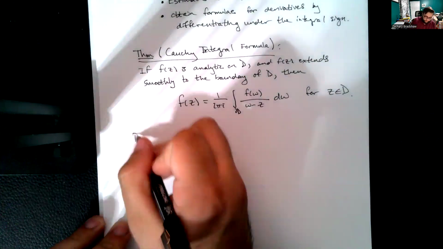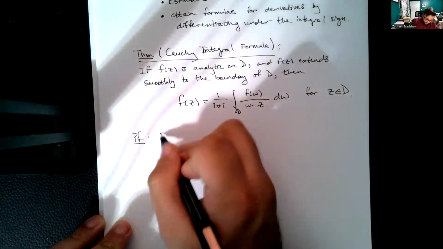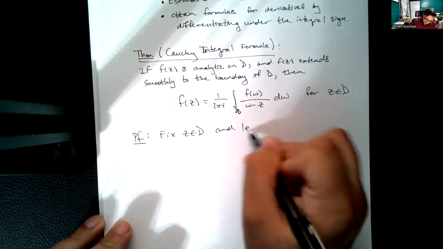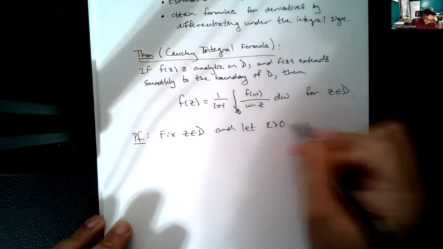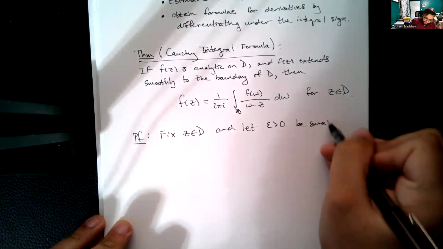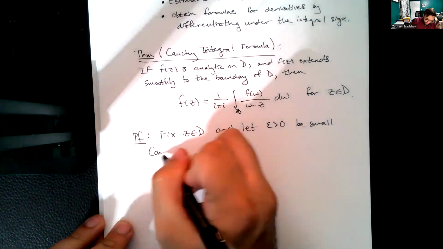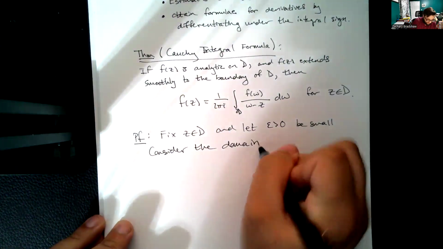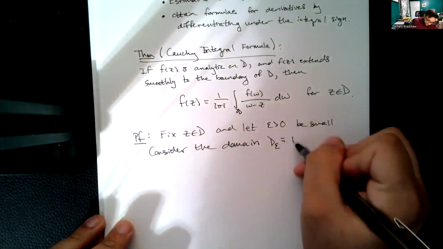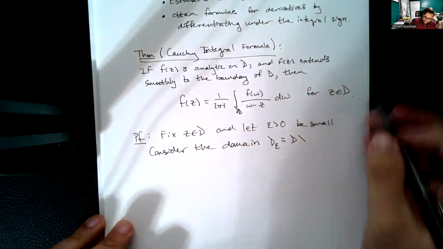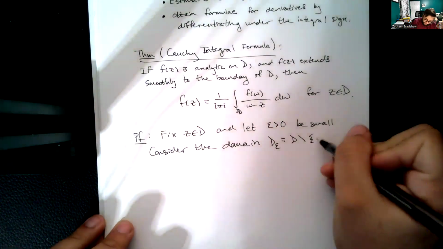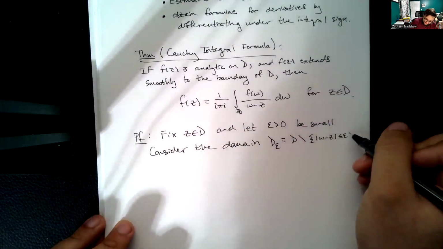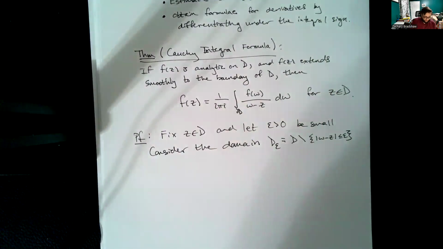And this is for all z in the domain. Okay, here's the proof. So fix z and let epsilon be greater than 0. Let it be small. Consider the domain D epsilon, which is the original domain D minus the set where |w minus z| is less than or equal to epsilon, minus this closed disk of radius epsilon.